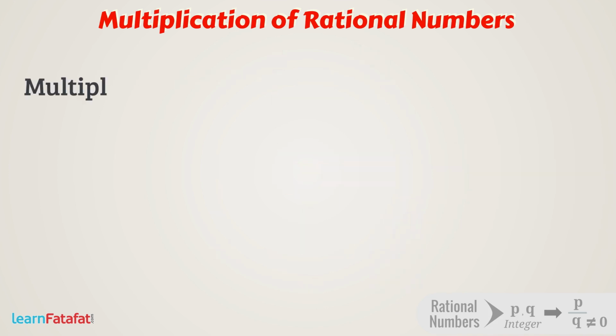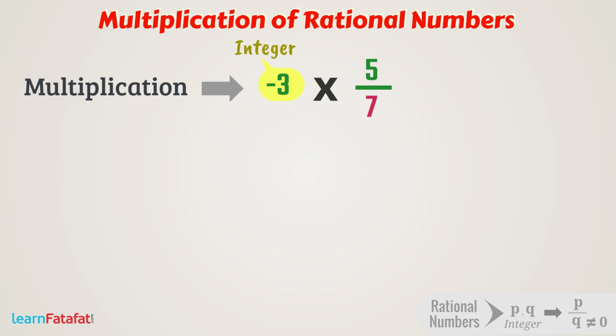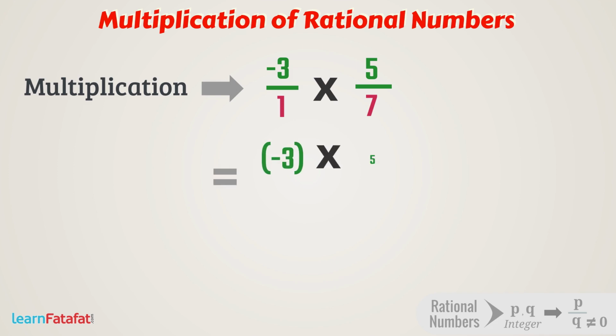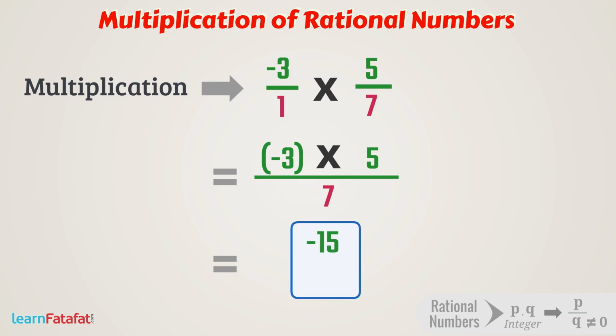Consider the multiplication minus 3 multiplied by 5 by 7. Here, minus 3 is an integer. Here we multiply minus 3 with the numerator as its denominator is always 1. Equals minus 3 into 5 upon 7, which equals minus 15 by 7.